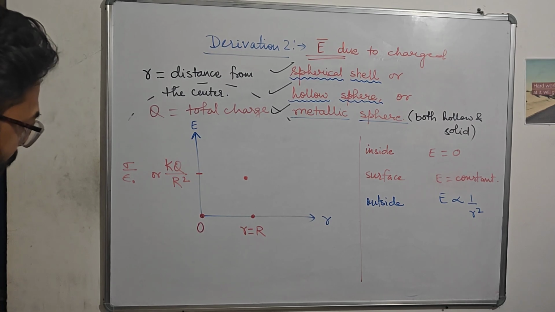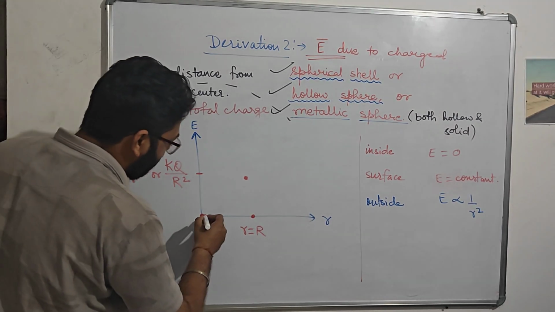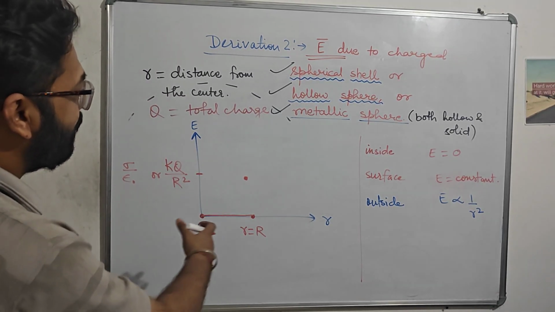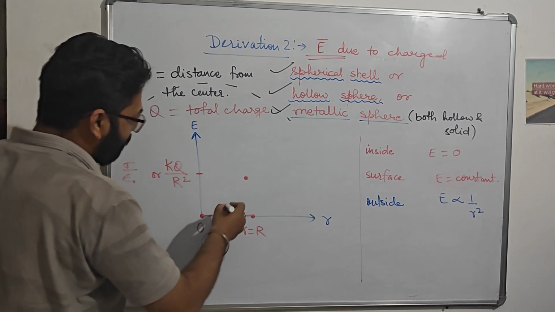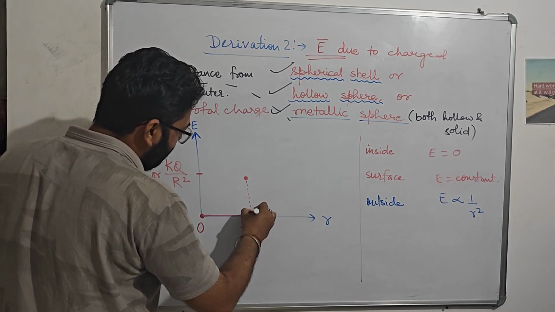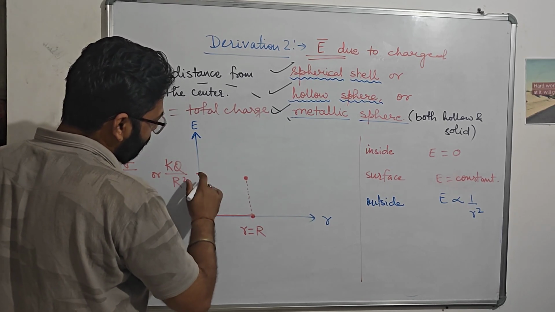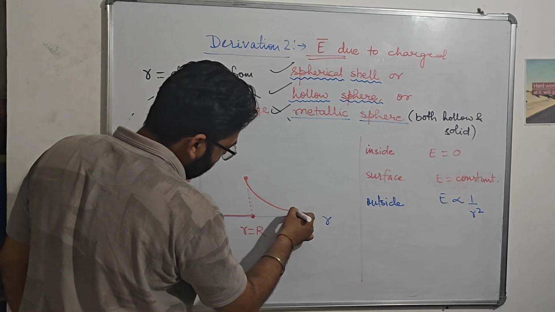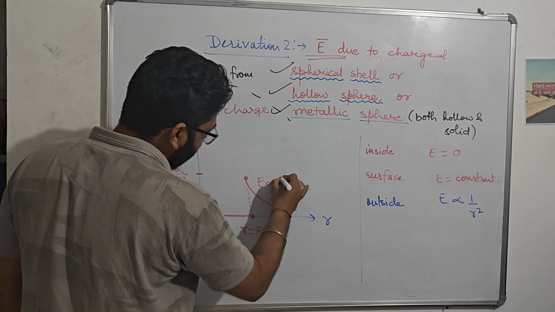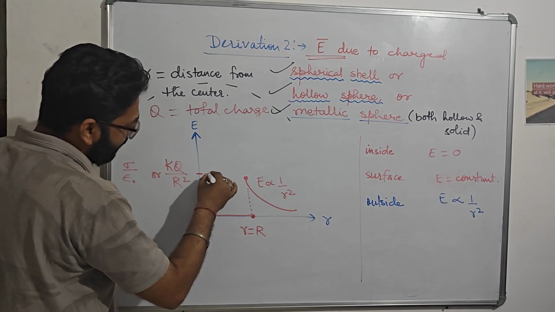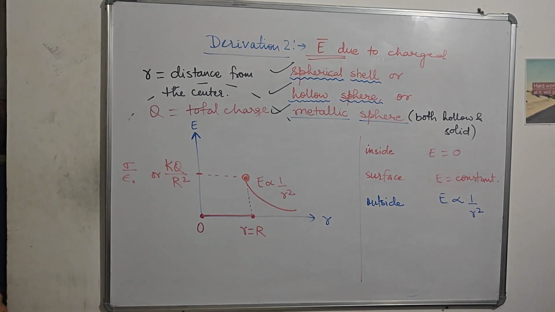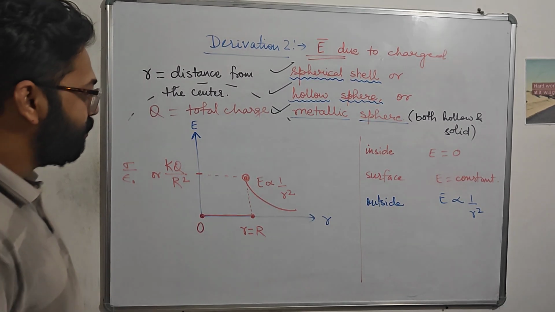Now if you think about the graph, it will be like this. From here to here there is no electric field. Now it has got a constant value. I would say this is the value. From this point it comes down like this. Electric field is inversely proportional to r square, and here it had a constant value, which will be equal to kq by capital R square or sigma by epsilon naught. So this you have to remember, very important.